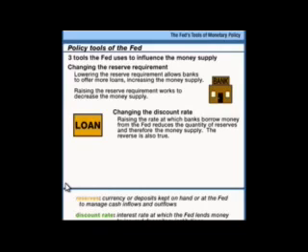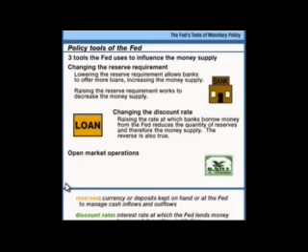The third tool that the Fed uses is called open market operations. Open market operations influence the amount of reserves out there in the banking system directly. That is, the Fed buys and sells Treasury securities on the open market.